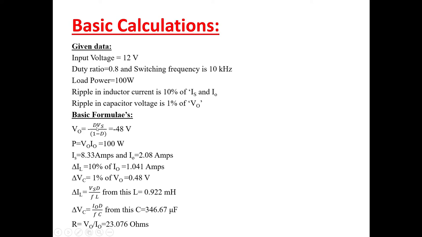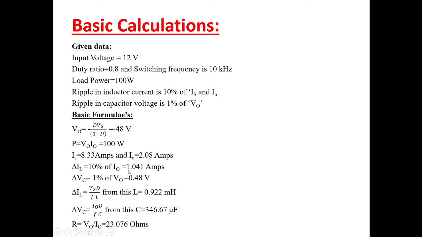This is my formula, D Vs by 1 minus D. Every value we know, just substitute the values and you will get the output voltage. After getting the output voltage, from the power balance equation you can find source current and load current. After calculation of source current and load current, you can find the ripple in inductor, that is 10% of. Sorry, here I made a mistake. We have to consider summation of both Is and I naught, that I did in calculation.